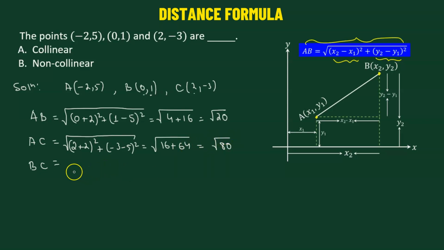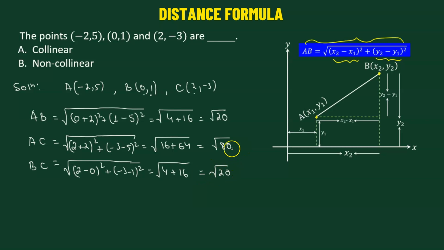Then we have BC. So BC is going to be the square root. We take the x coordinate of C, that's 2, and from here subtract the x coordinate of B, that's 0. We have 2 minus 0, and we square it and then add it to the difference of the y coordinates squared. So we have -3 minus 1 squared. This equals 2 squared, that's 4, plus -3 minus 1, that's -4. -4 squared is 16. So this is the square root of 20.